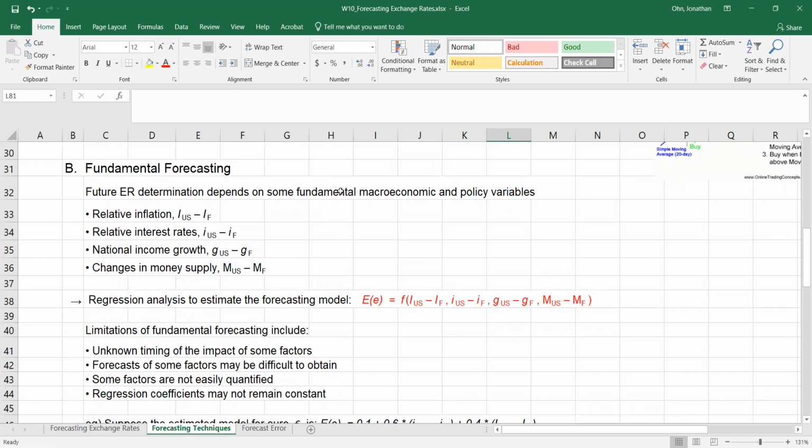Future exchange rate determination depends on some fundamental macroeconomic and policy variables. Relative inflation, I US minus I F. Relative interest rates, I US minus I F. National income growth, G US minus G F. Changes in money supply, M US minus M F. Okay.